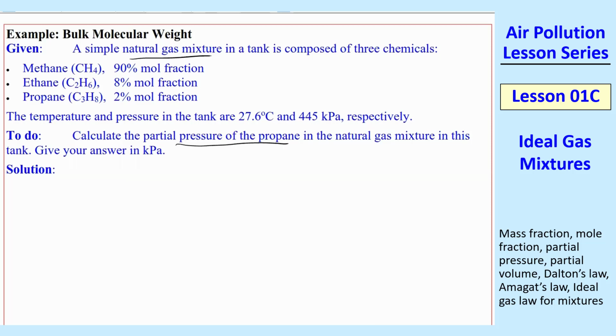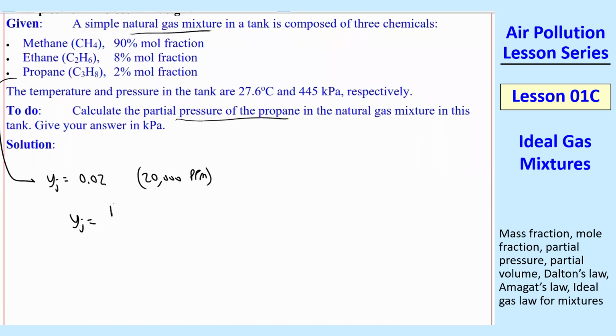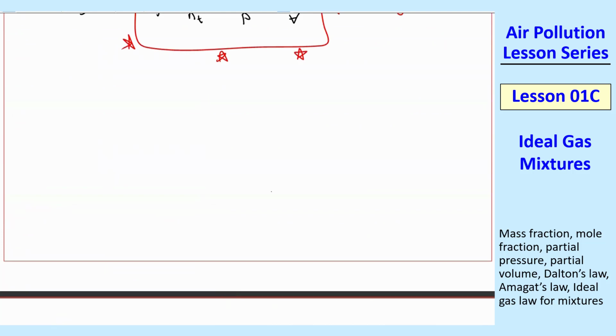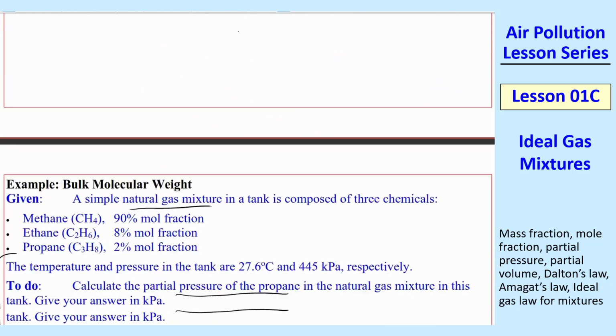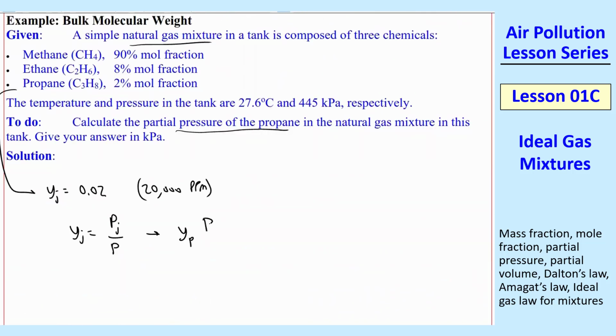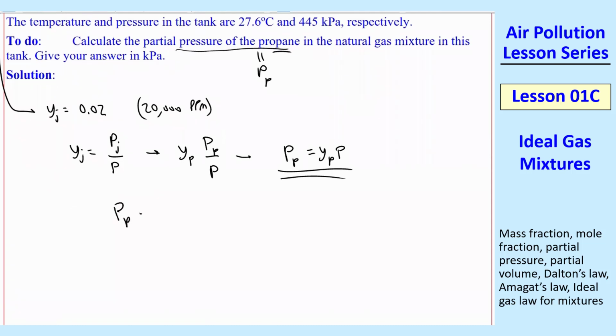So for the propane, Yj is 2%, which is 0.02. If you want to write it in ppm, you can write it that way. And then Yj equals Pj over P. That's from this equation I just showed you. So I'm going to put P instead of J. So this is the propane that we're talking about. We want to solve for the partial pressure of the propane, which I'm calling PP. So PP is simply equal to Yp times P. So that's our answer.